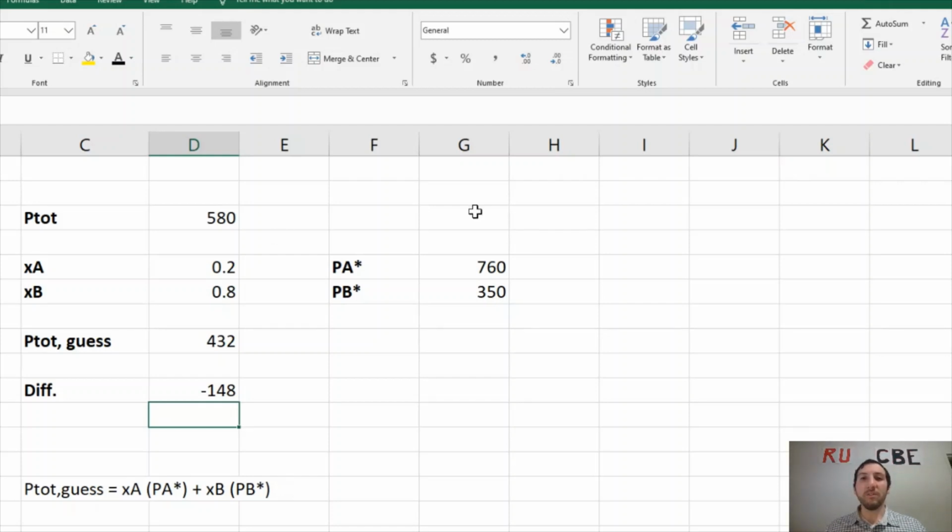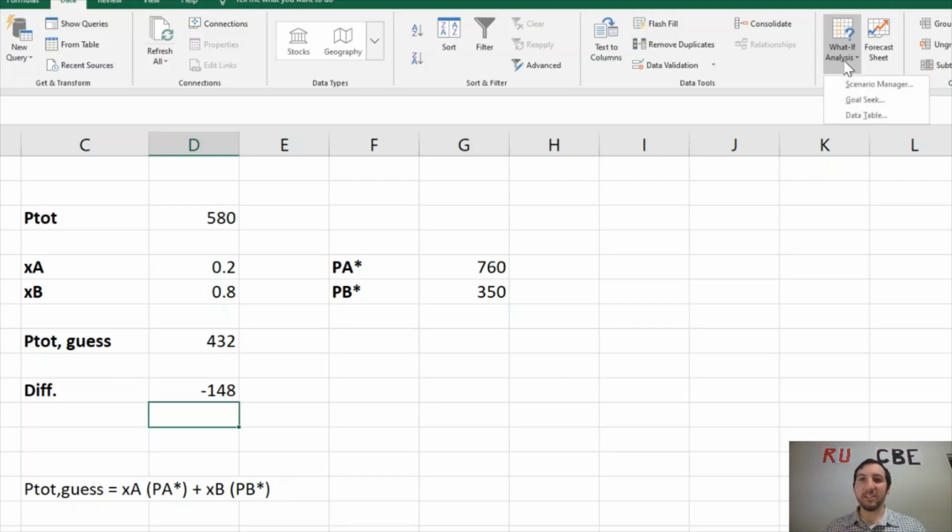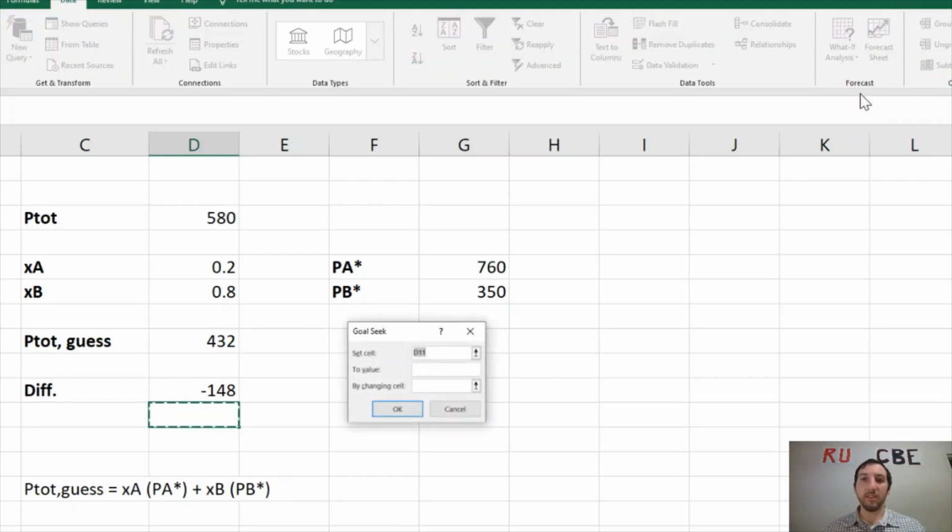So when you're looking for your GoalSeek function, you'll go to Data, then What If Analysis, and select GoalSeek. Then you get this pop-up box. What we want to do is set the difference cell, in this case cell D10, to a value of 0. And we're going to be changing XA, because that's the guessed value I made. Now everything is going to be dependent on whatever value of XA I guess.